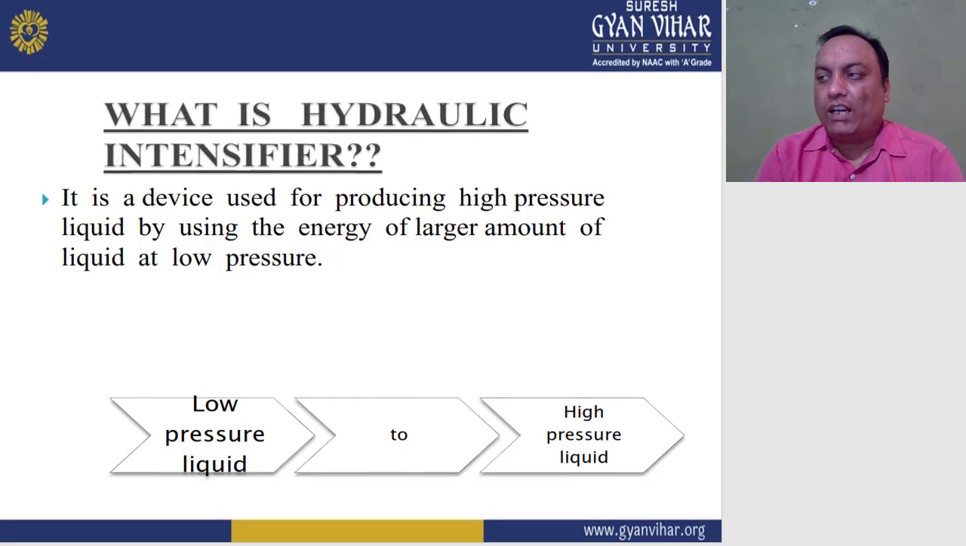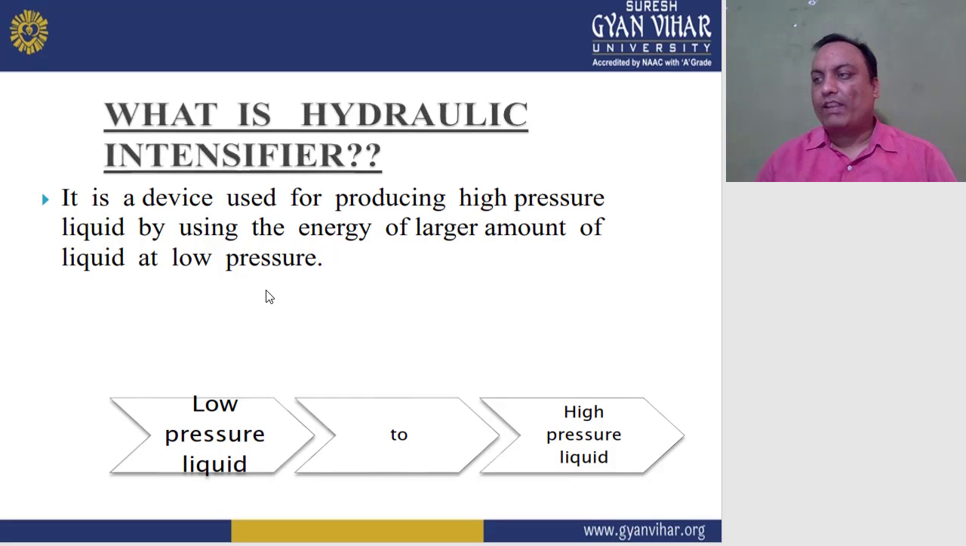To obtain the required amount of pressure, a hydraulic intensifier is mounted in between the pump and the working machine. So it takes low pressure at the input and gives the output as a high pressure liquid. It is a device used for producing high pressure liquid by using the energy of a larger amount of liquid at low pressure.